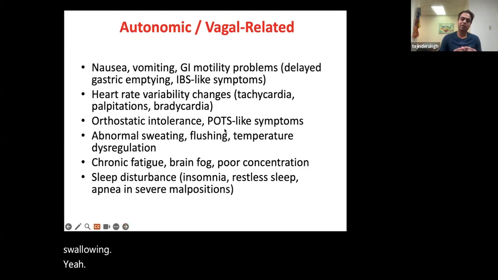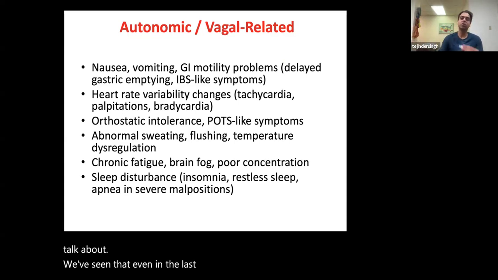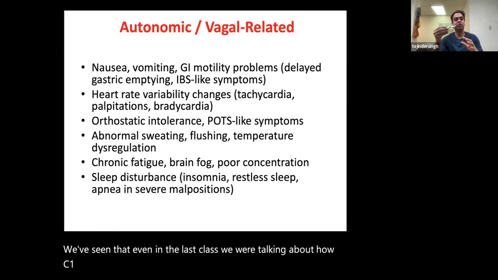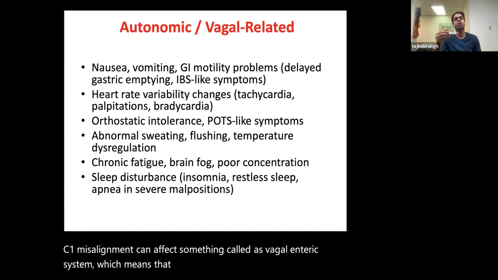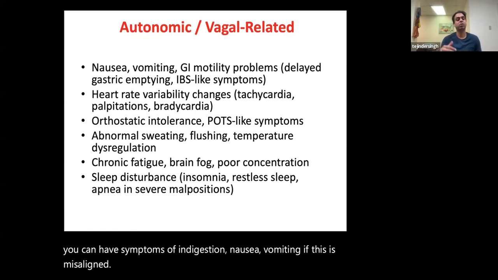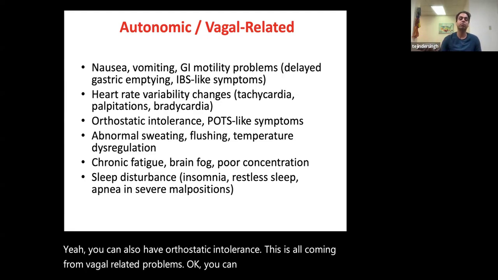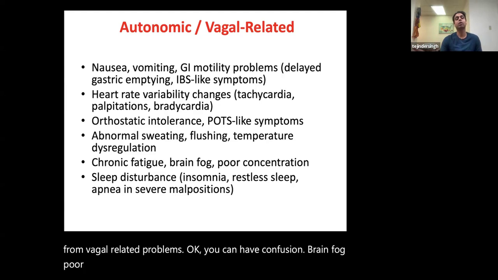Another, and this is an overlap with POTS, which we're going to talk about. We've seen that even in the last class, we were talking about how C1 misalignment can affect something called the vagal enteric system, which means that your vagus nerve supplies your gut, and you can have symptoms of indigestion, nausea, vomiting, if this is misaligned. You can also have orthostatic intolerance. This is all coming from vagal related problems. You can have confusion, brain fog, poor concentration. Restless sleep, insomnia.